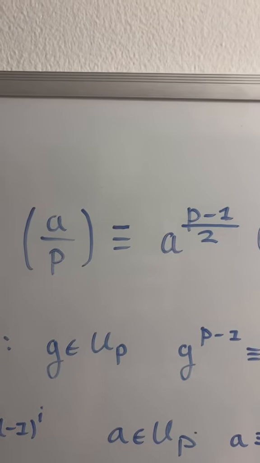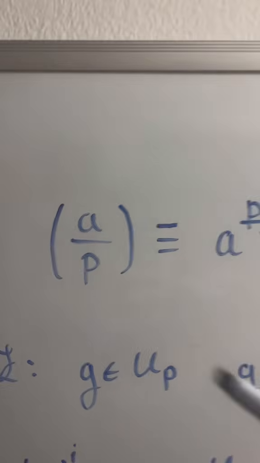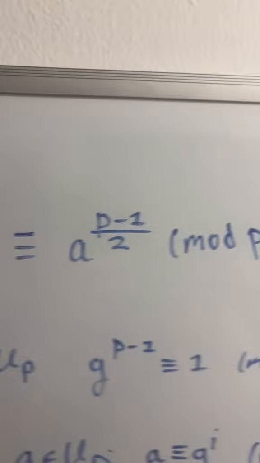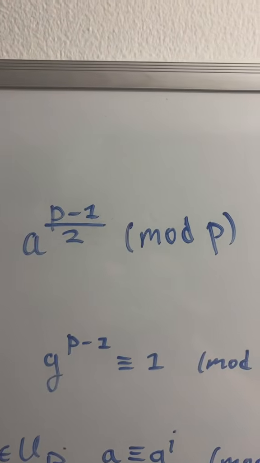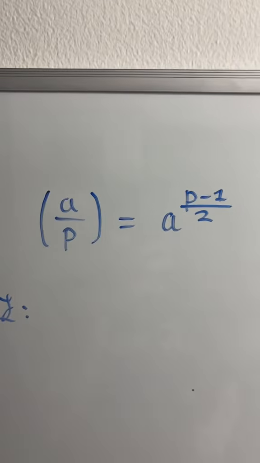For a while now, I've been using this formula that tells us that the Legendre symbol (a over p), for some odd prime p, is a to the power (p minus 1) over 2, mod p of course. So let's prove why this works.